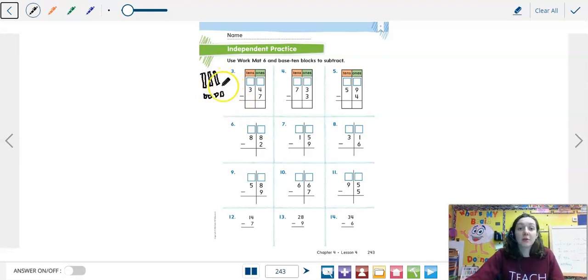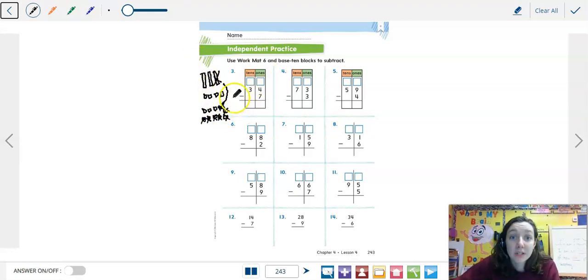Okay, so we have 34. Okay, now starting with my ones place, if I have 4 minus 7, I can't do that. I don't have enough in 4 to take away 7, so I'm going to have to break up one of my 10s and make it into 10 individual ones. So that's 5, 6, 7, 8, 9, 10. Now I do have enough. Cross out 7. 1, 2, 3, 4, 5, 6, 7. Okay, so that's how I did it in a picture form.